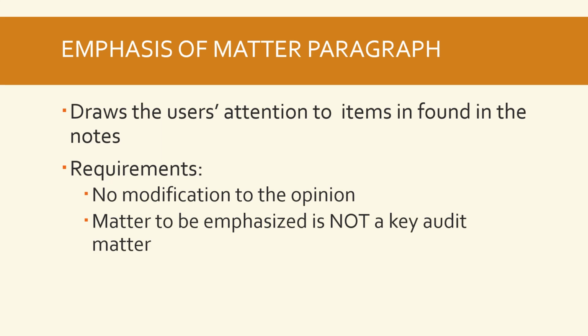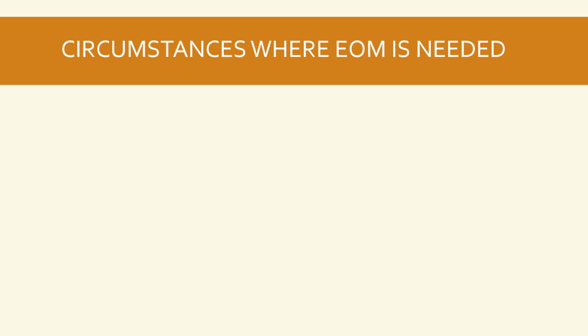The emphasis of matter paragraph draws the user's attention to items found in the notes or in the financial statements. Just like what we have mentioned, this will not modify the opinion, and the matter to be emphasized should not be a key audit matter. If you would recall our previous discussion, when an item is mentioned under CAM, it should be mentioned only under CAM and should not be the subject of either an EOM or an OM. But the most important thing really to remember about emphasis of matter paragraphs is that they highlight something, they emphasize something that is found in either the financial statements or the notes to the financial statements.